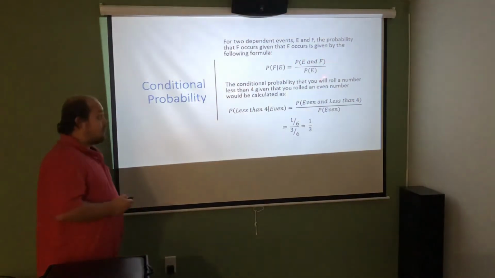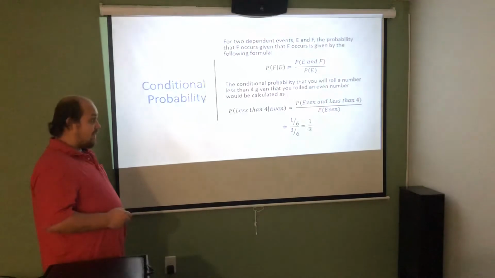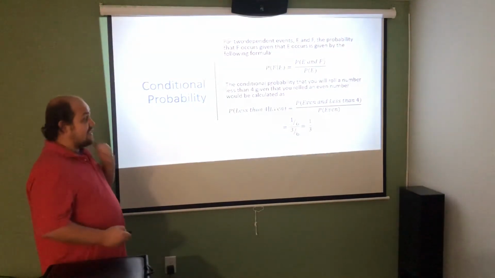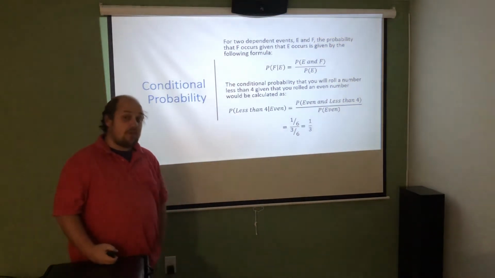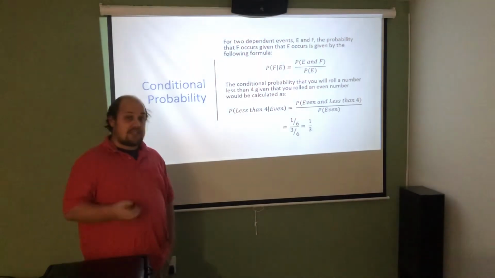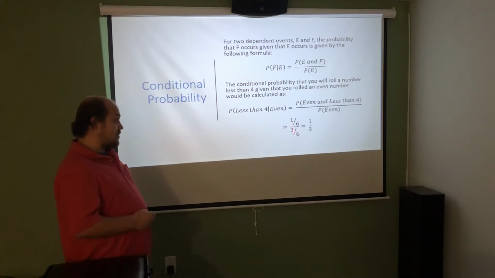So, the conditional probability that I'll roll a number less than 4, given that I rolled an even number, would be calculated as probability of less than 4 given even equals the probability of both things occurring divided by the probability of even. So the probability of even and less than 4 is only one possibility on the die, a 2, which is both even and less than 4. That's where this 1 out of 6 comes from. The probability of getting an even number is 3 out of 6, rolling the 2, 4, or 6 on the die. That's where this 3 out of 6 comes from.